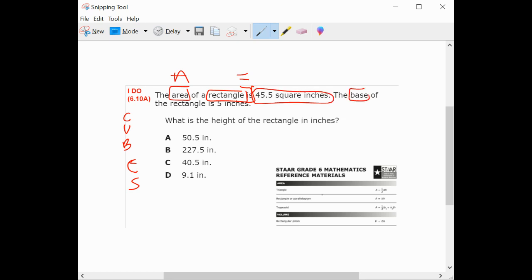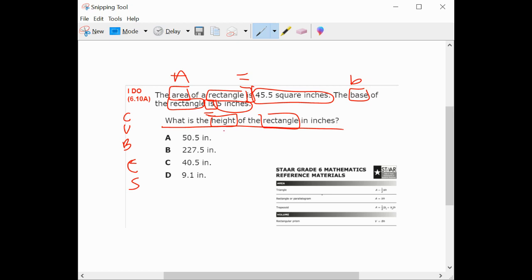The base, oh, I know that's part of a rectangle too. Let's put a little b there to show it means base, of the rectangle is, okay, that means equal to 5 inches. What is the height of the rectangle in inches? All right, now I'm going to underline this as my question.